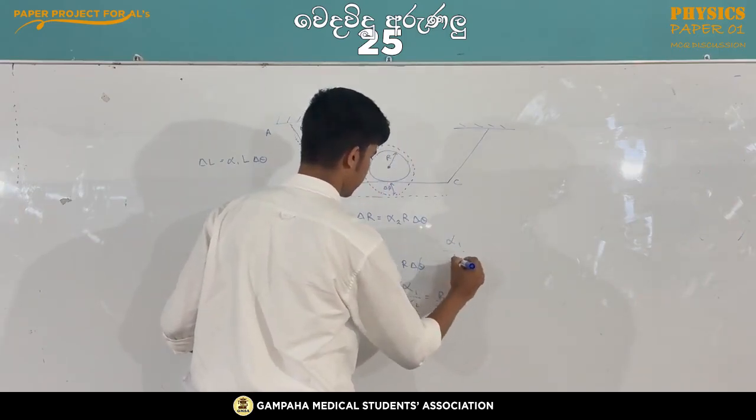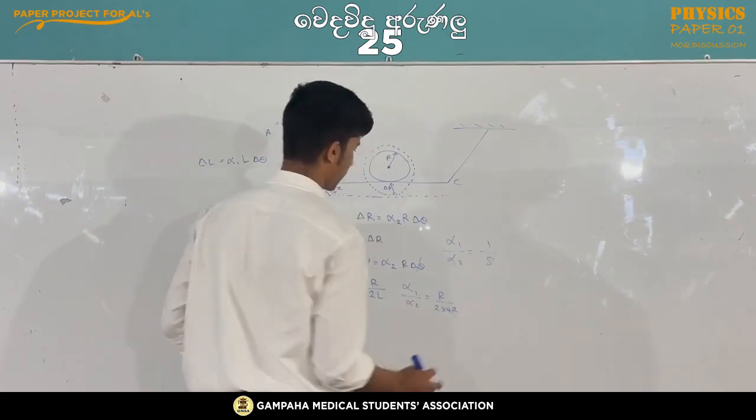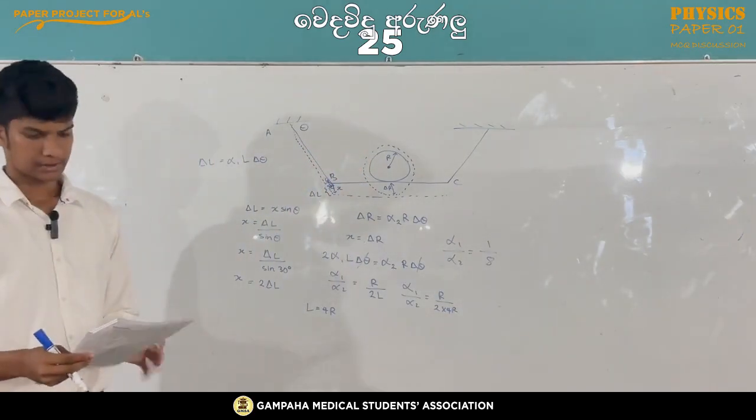Therefore, alpha 1 over alpha 2 is equal to 1 over 8. Then the correct answer is the third answer.